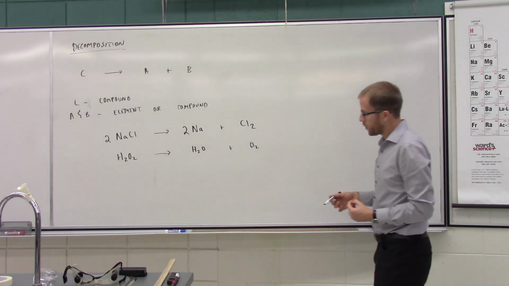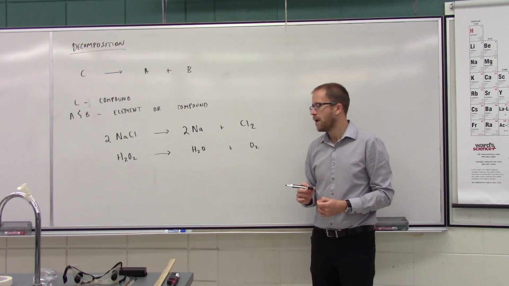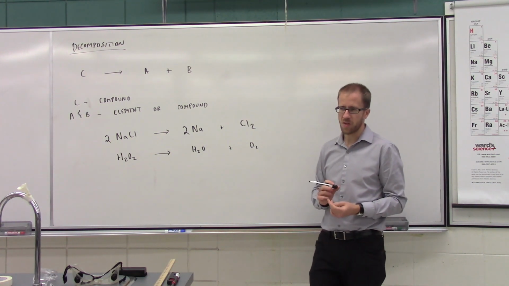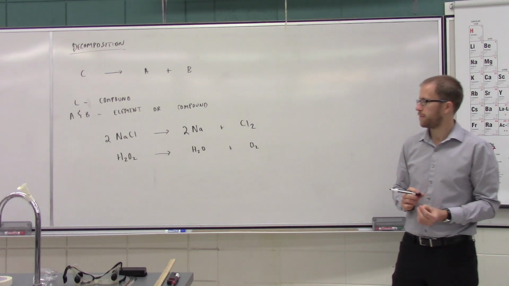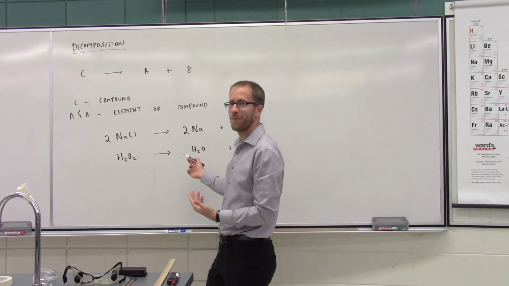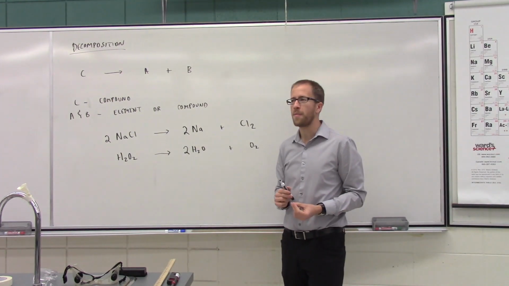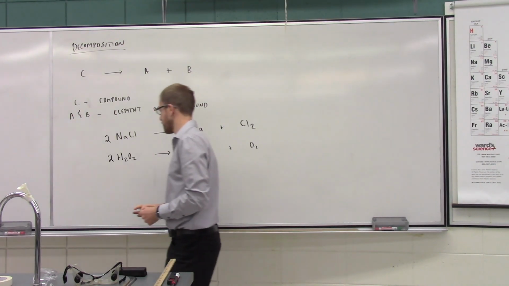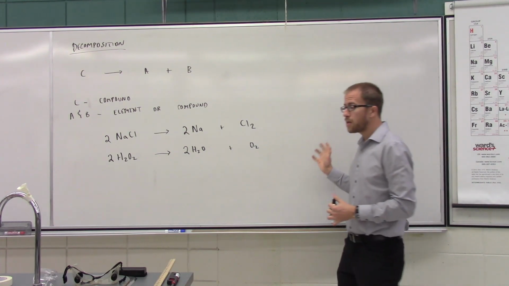How would I balance this one out? Do you remember my trick? If it's odd, make it even. That's how I'd probably start this one. We have an odd number of oxygens on this side. How would I make that an even number? Two in front of the H2O. Now we have 4 oxygens and 4 hydrogens, so how do I balance it out? Put a 2 in front of my hydrogen peroxide. Alright, so that's a decomposition reaction.